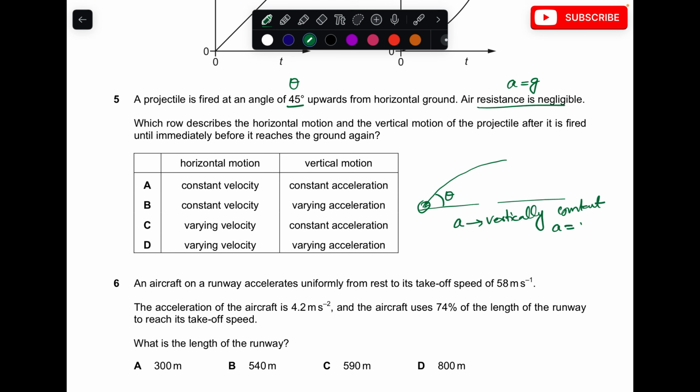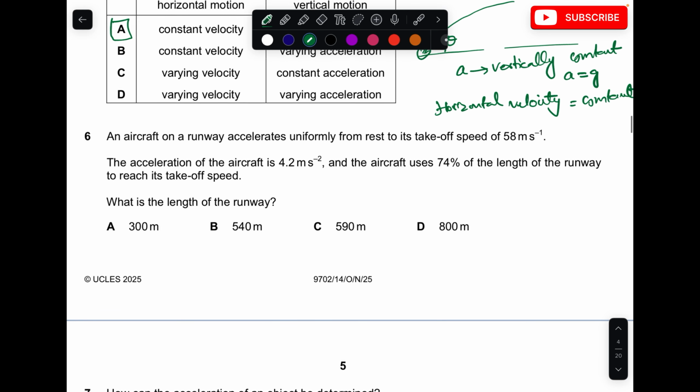It will be equal to g. Horizontally there will be no acceleration, so you can say horizontal velocity remains constant. Why? Because there is no force acting in the horizontal direction, right? Gravity only acts in the vertical direction. So this will be option A that is correct. Horizontally, velocity will be constant and vertically, acceleration will be constant.